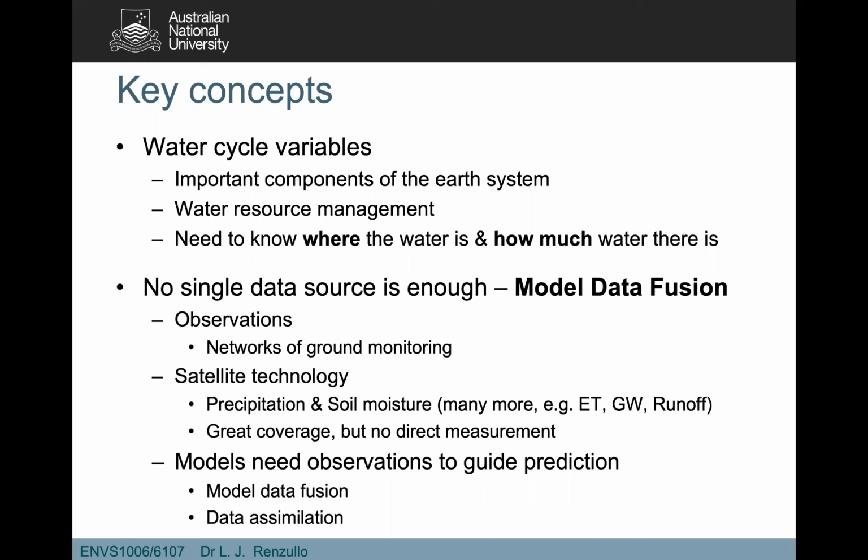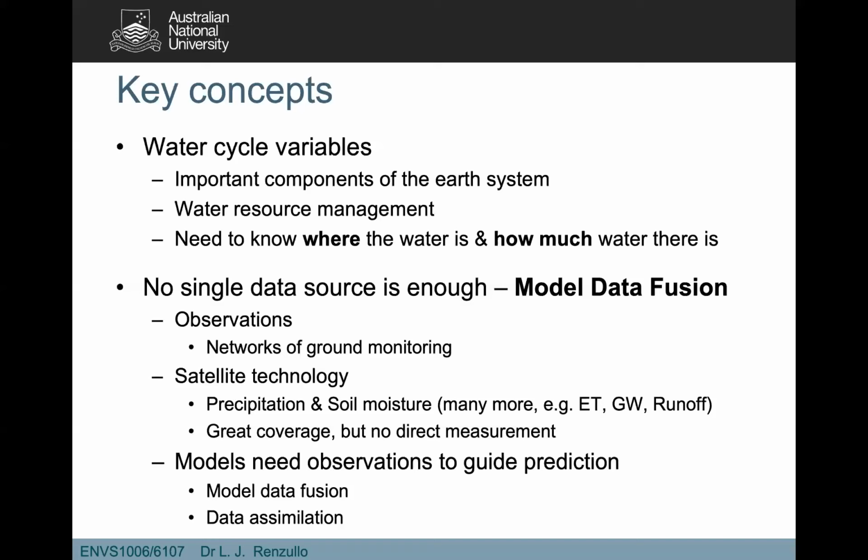So for better understanding of how we estimate and monitor these variables, we need the complete picture, and no single data source is enough. That's why we introduced this concept of model data fusion, because we do have sensor networks distributed across the country. They measure very precisely a single variable in a location on the landscape, but don't give you that complete coverage for, say, continental water resource management.